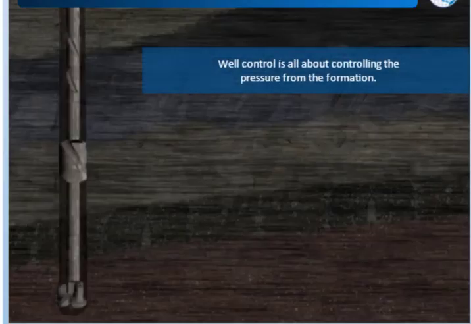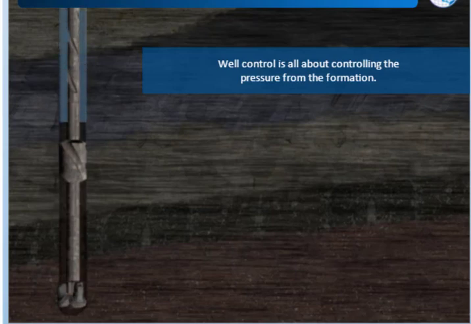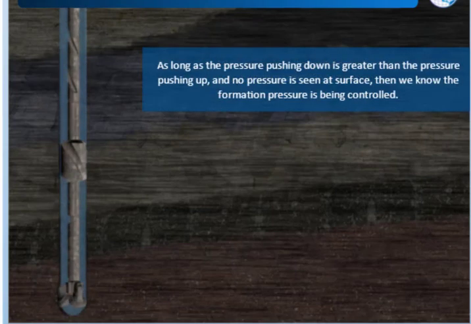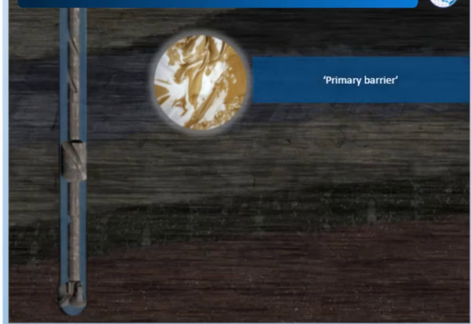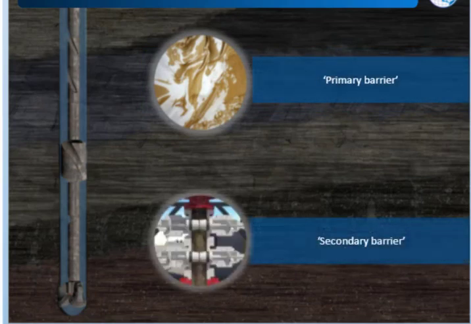Well control, sometimes referred to as pressure control, is all about controlling the pressure from the formation. When the well is being drilled, the pressure is controlled by the column of drilling fluid. As long as the pressure pushing down from the drilling fluid is greater than the pressure pushing up from the formation, and no pressure is seen at surface, then we know the formation pressure is being controlled. As we learned from previous modules, this is referred to as the primary barrier. The secondary barrier refers to the blowout preventers used if the primary barrier fails to hold the pressure.